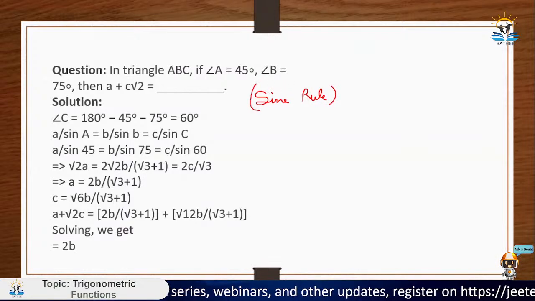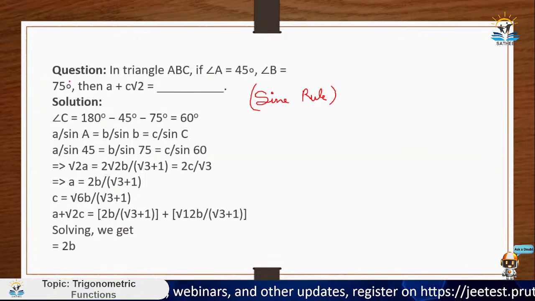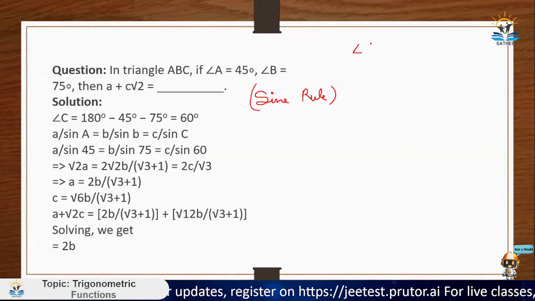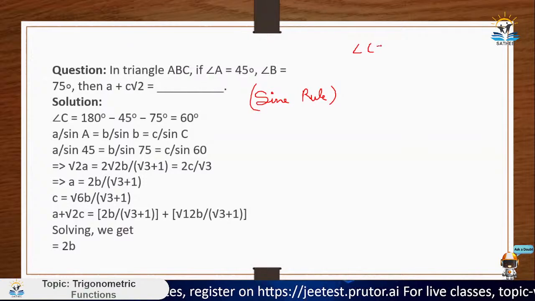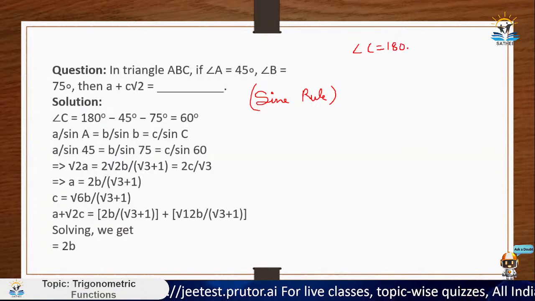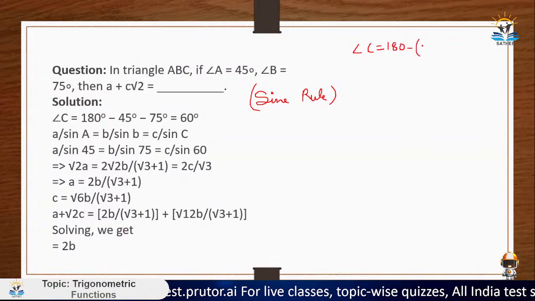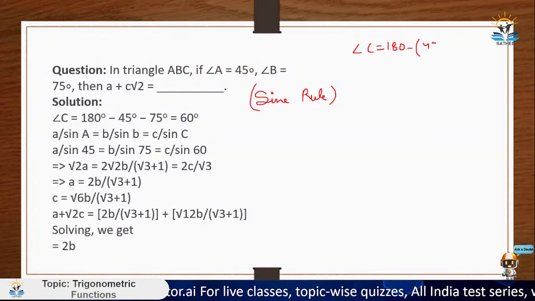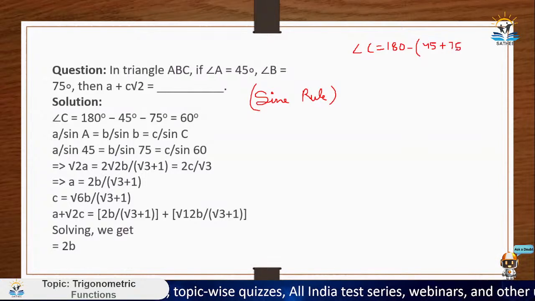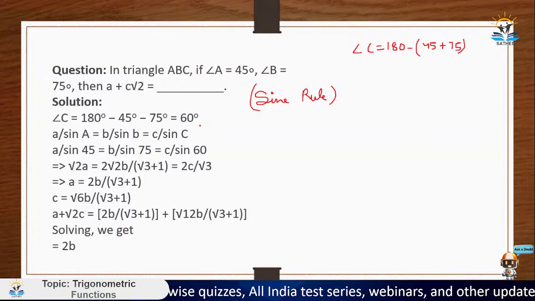What is given here? It is given that angle A is 45 degrees, B is 75 degrees, then A plus C root is what? So basically, since two angles are given, let's calculate the third angle first. And you know that the sum of angles of a triangle is 180. So for calculating angle C, you have to subtract from 180. So basically 180 minus (45 plus 75). So you will get your angle C as 60 degrees.